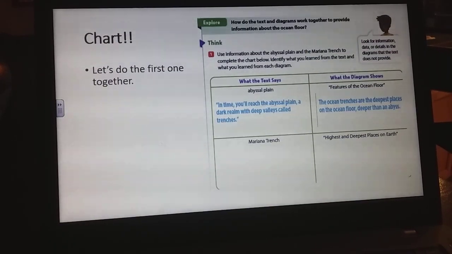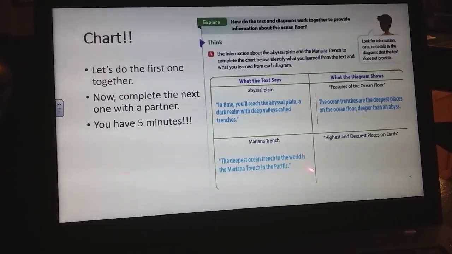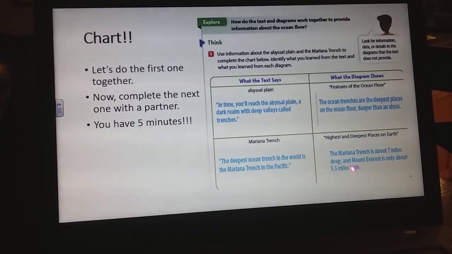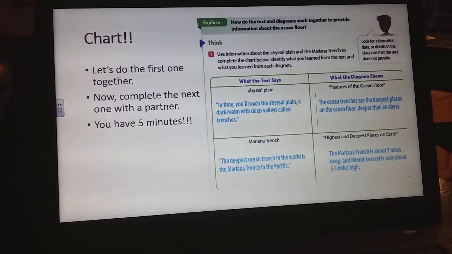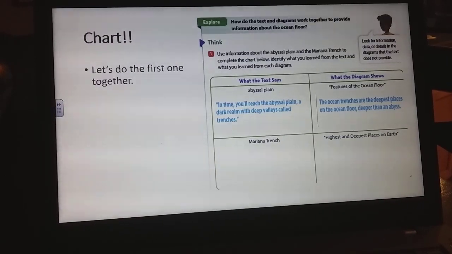So then when we go down to the Mariana Trench, what the text says about that Mariana Trench is that it's the deepest trench in the world. It says the deepest ocean trench in the world is the Mariana Trench. That's what the text says. But when we think about or look at the diagram, it says highest and deepest places on Earth. The Mariana Trench is about 7 miles deep, and Mount Everest is only about 5.5 miles high. So the Mariana Trench being 7 miles deep. I'm sorry, I meant to go backwards. Let's look at that.